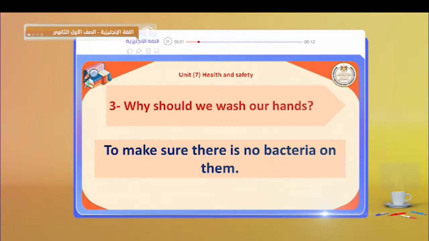Question number 3, why should we wash our hands? Of course, we should wash our hands to make sure that there is no bacteria on them.